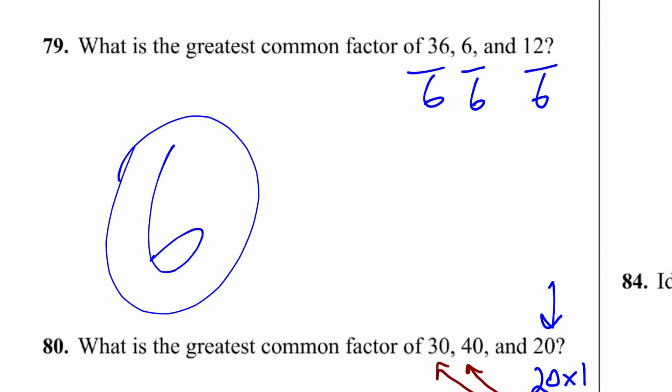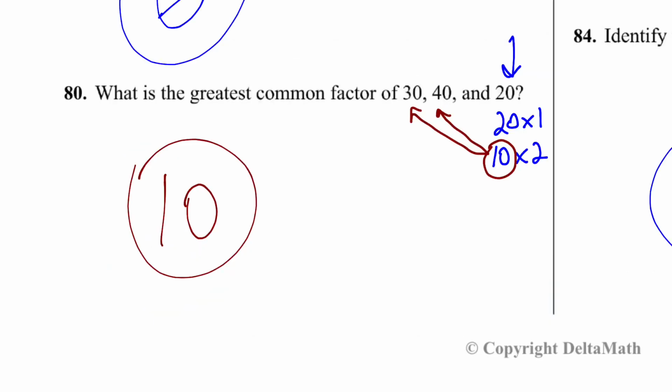Here's that trick again in 79. 6 is the smallest number. It goes evenly into all 3. There's our GCF. The smallest number is 20, which does not go into 30. So that one I would cross out. The next biggest factor is 10. 10 evenly goes into all of the others, so there's my GCF.